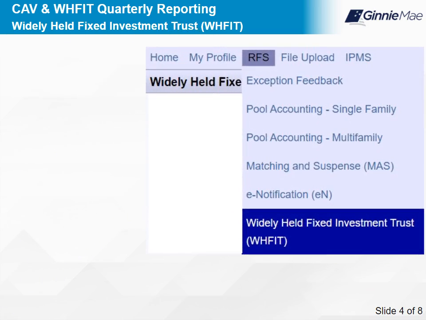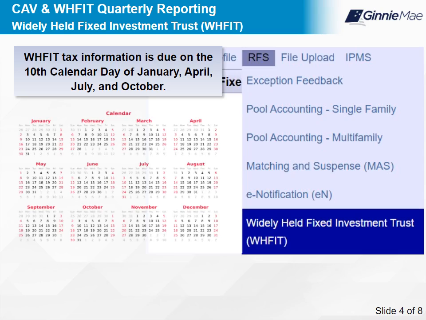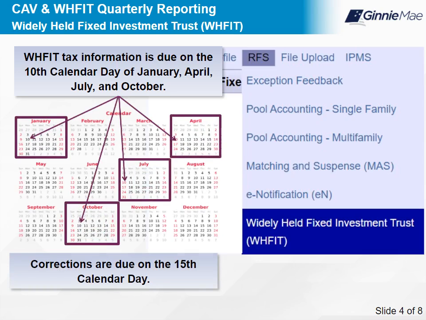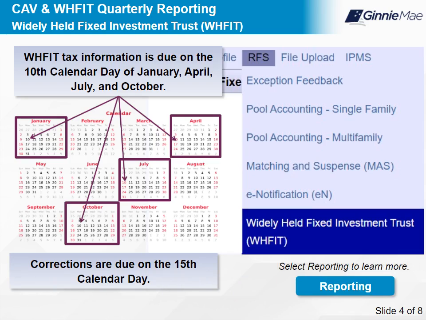RFS Widely Held Fixed Investment Trust (WHFIT) tax information determined by the issuer is due by the 10th calendar day (CD) of January, April, July, and October. Corrections are due by the 15th CD of the month. Issuers are provided with standard file layout in order to meet the IRS WHFIT tax reporting requirement. In accordance with the IRS regulation, Ginnie Mae will publish this data on Ginnie Mae's tax and factor reporting website. Select Reporting to learn more. Select Next to continue when you are ready.